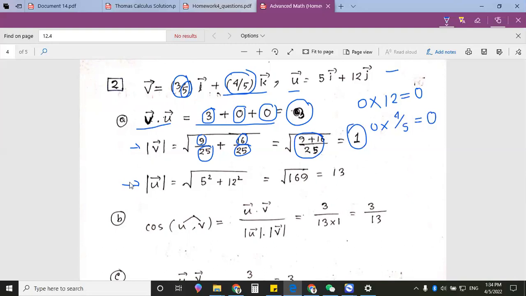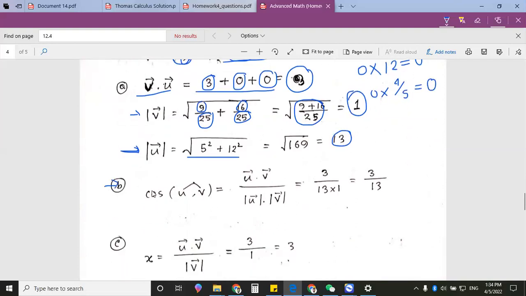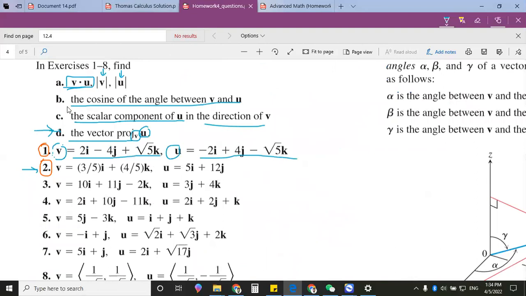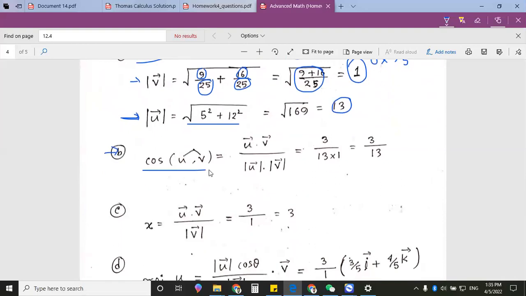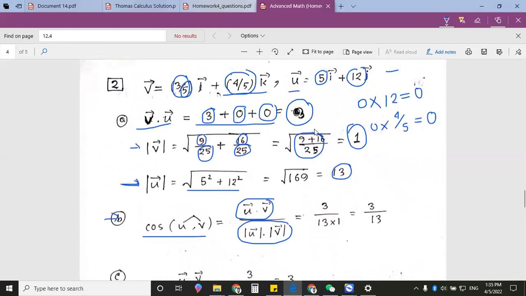And now we calculate the norm of u. We have 5 here and 12 here, so 5 square plus 12 square gives 13. And then, the same way, we have to find the cosine of the angle between u and v. The formula is cosine of the angle between u and v equals their dot product divided by the multiplication of their norm values. Their dot product is 3, the norm of u is 13, and the norm of v is 1. Multiplying 13 and 1 gives 13, so the answer is 3 by 13.